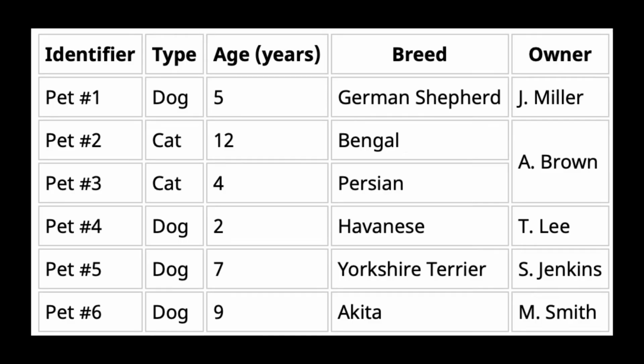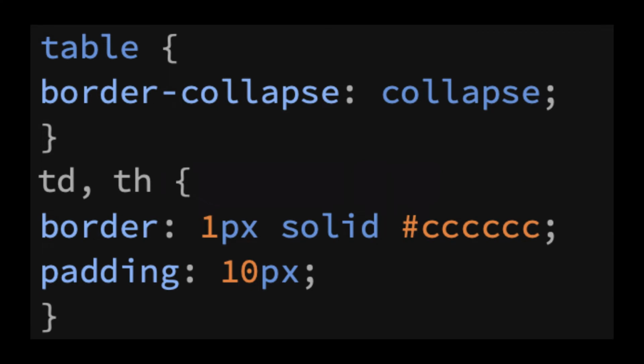When you add borders, you will note double borders because each cell has a border. So with tables, you need to add a line of CSS that will tell the browser to collapse the double lines to single lines. This is added to the table element. To make the cells easier to read, we will add some padding.